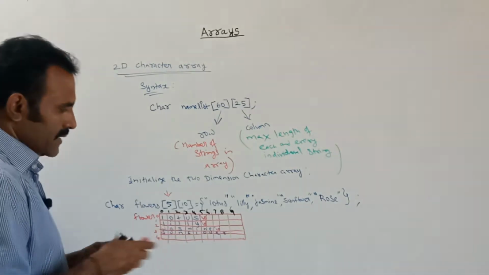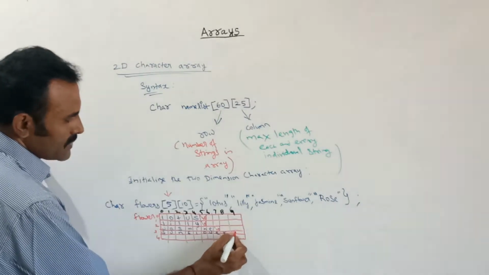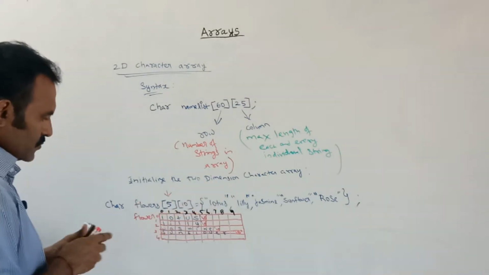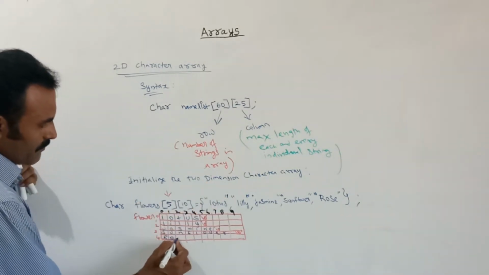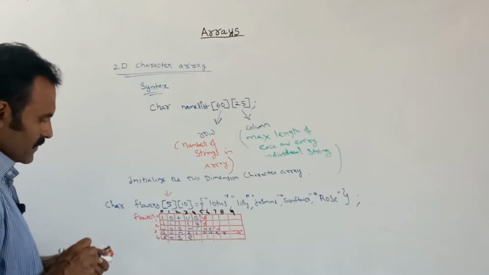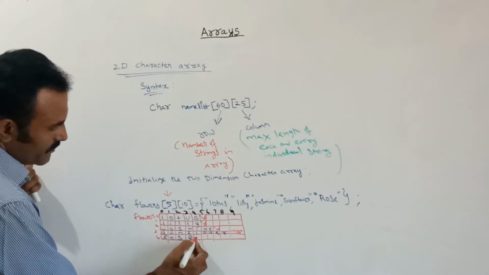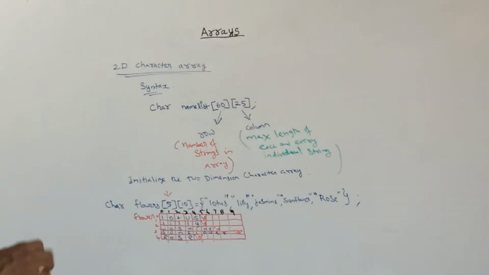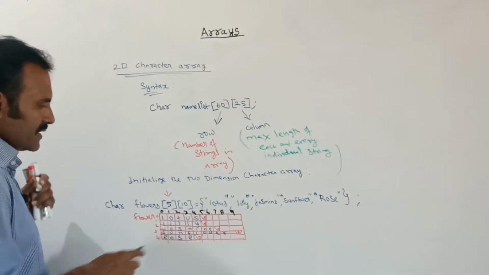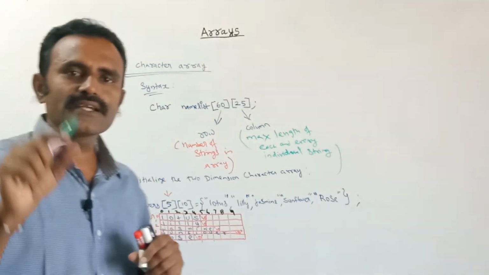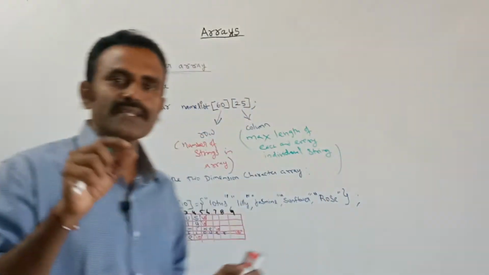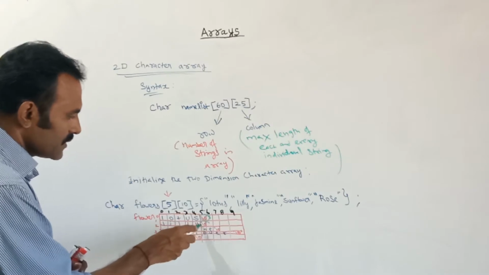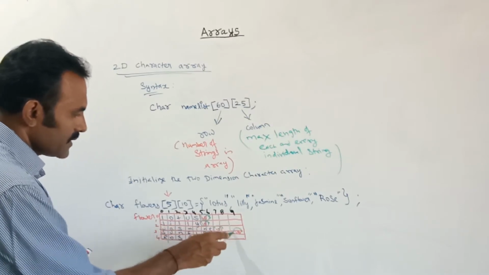It has totally 9 letters. So at the end of the position, \0. See here after rose, here \0 at the fourth position. For each and every time when we are storing the string, already we can see in the single dimensional array, at the end of the string the \0 is assigned by the system. See here \0, here \0, here \0, here \0.